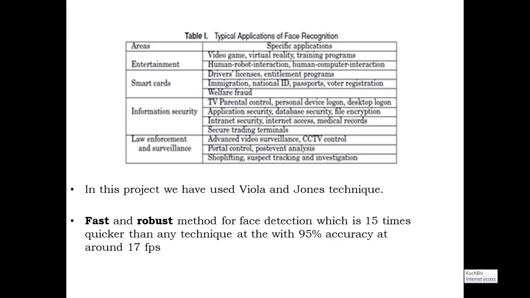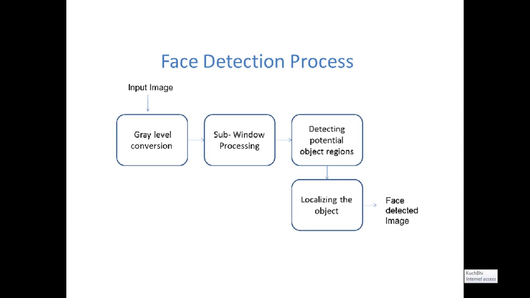So what we are doing in this project is we are using the Viola and Jones technique. Why are we using this technique of all? Because it's one of the fastest and the most robust methods, and it is 15 times quicker than any technique, and it has an accuracy rate of 95% at around 17 frames per second.